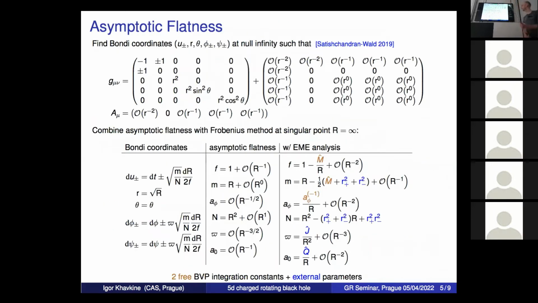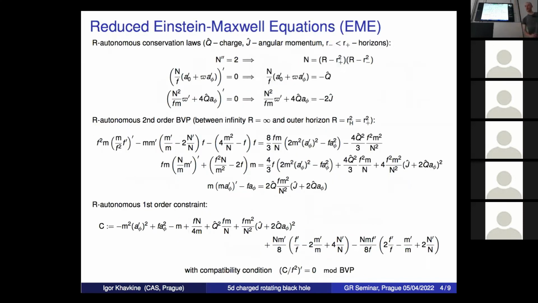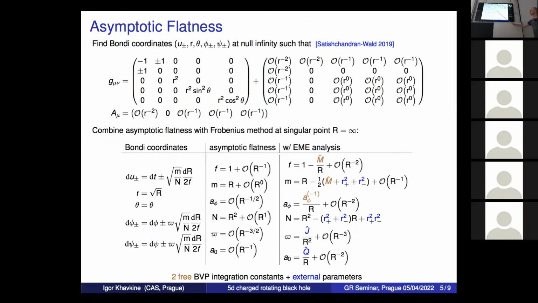Well, it turns out that you can consistently continue these asymptotic leading terms as a Frobenius expansion of the boundary value problem coming from the Einstein-Maxwell equations. And there are basically two free parameters at infinity. All the other parameters are fixed either by enforcing the extra constraint, this one, or by making sure that we satisfy the leading asymptotics with asymptotic flatness.